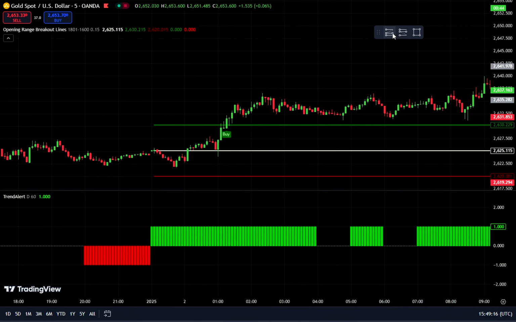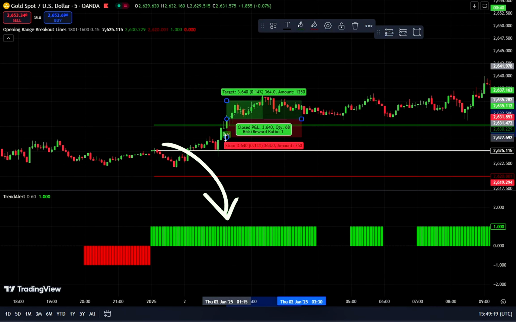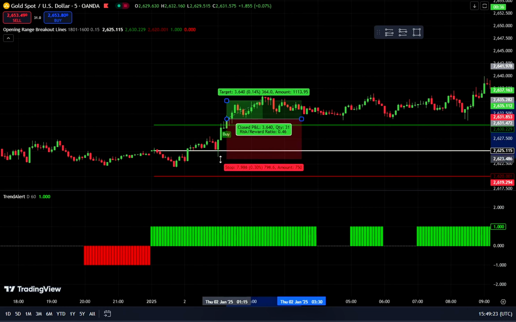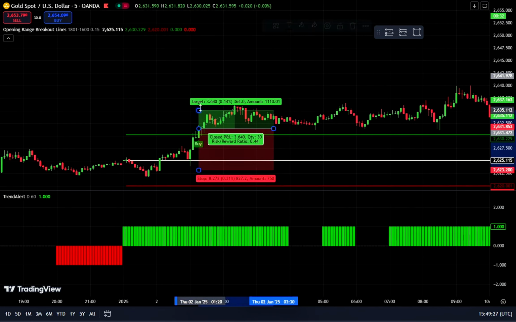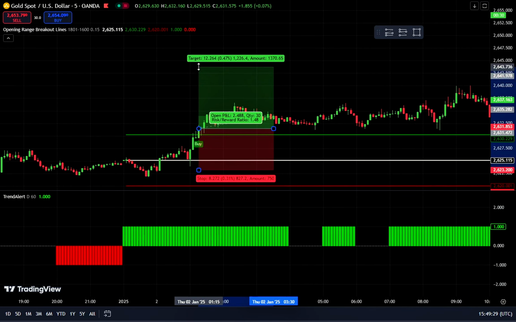Step 3. How to execute trades. Buy entry. Wait for a bullish breakout above the green line from the opening breakout lines indicator. Confirm the breakout with the Trend Alert indicator. It must show a green trend. Ensure the candlestick that breaks out is bullish. Place the buy order after the candlestick closes. Set your stop loss at the most recent low. Use a 1 to 1.5 risk-to-reward ratio for your take-profit target.